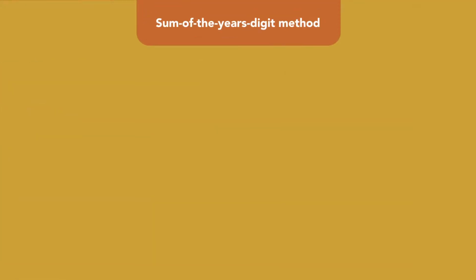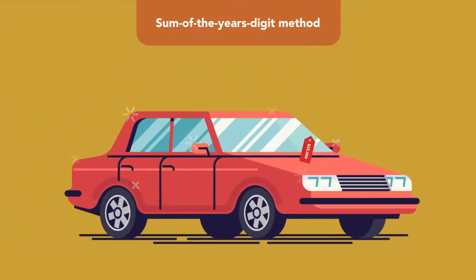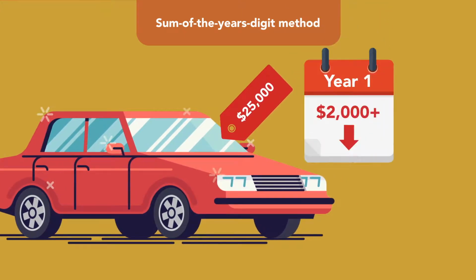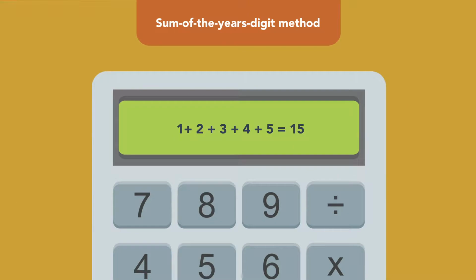Another method, the sum of years digits method, considers that assets typically depreciate more at the outset of their lives than later on. Consider a $25,000 car, which may lose $2,000 or more of its value in the first year, but may only lose a couple of $100 in value, if that, during its 12th year. Here, the company totals the digits in the years that comprise the asset's useful life.